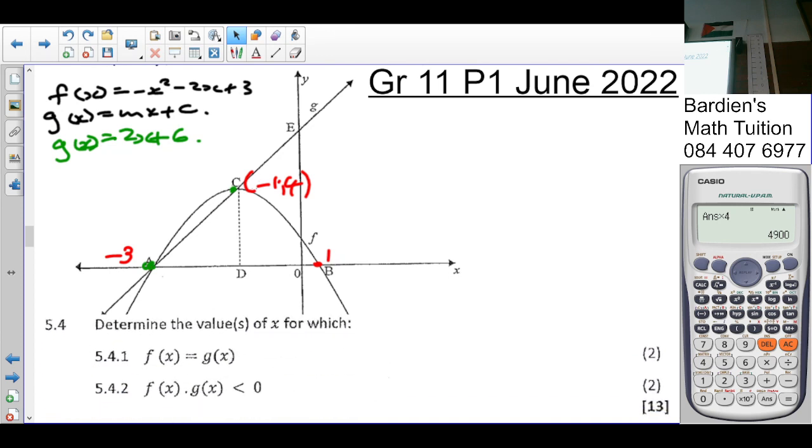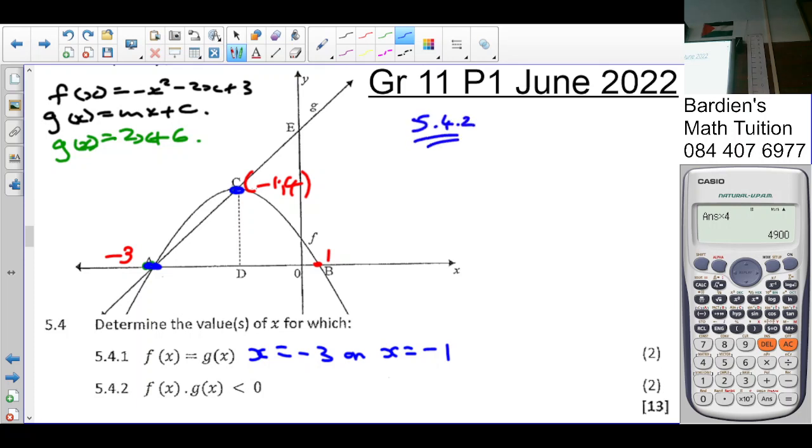The next question says, determine the values for x for which f of x is equal to g of x. So f of x is equal to g of x. We have the graphs equal, it's there and there. So we have them equal at x equal to negative 3 or x equal to negative 4. Next question.